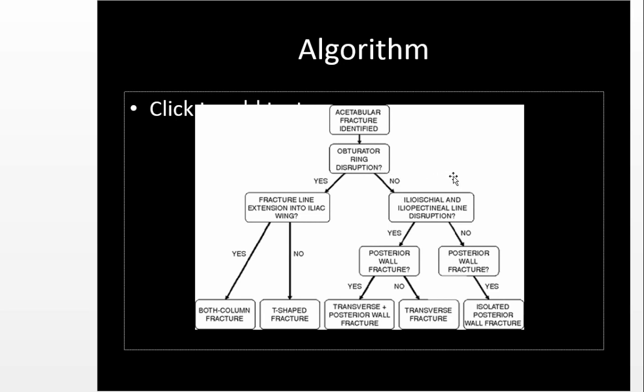Okay, once you've identified that there's an acetabular fracture, you're going to look at the obturator ring. Is that obturator ring disrupted? Are there superior and inferior pubic rami fractures extending to that obturator ring? Because if there is, then it's either a both column type fracture or a T-shaped fracture. And the way you differentiate those 2 fractures is if the fracture extends to the iliac wing. Because if the fracture involves the obturator foramen and extends to the iliac wing, it's a both column type fracture.